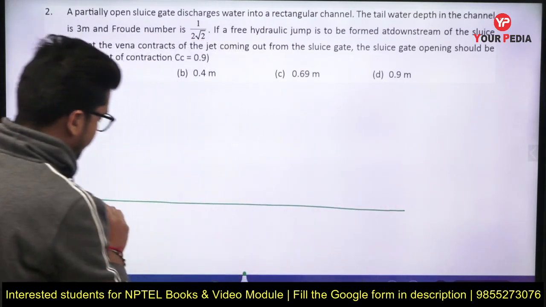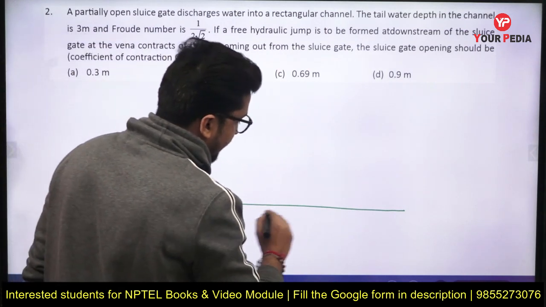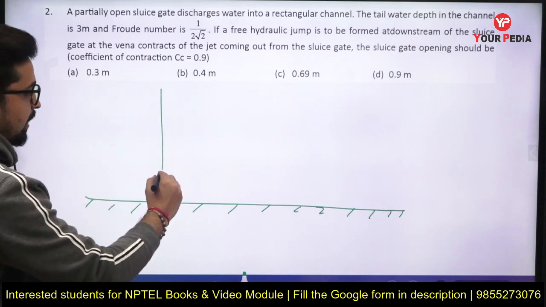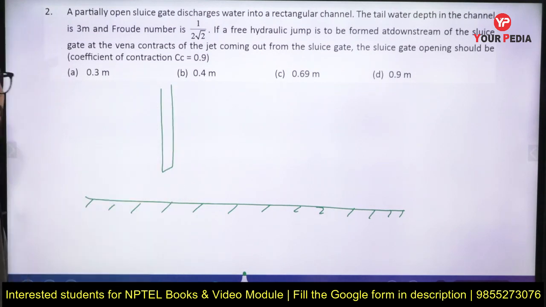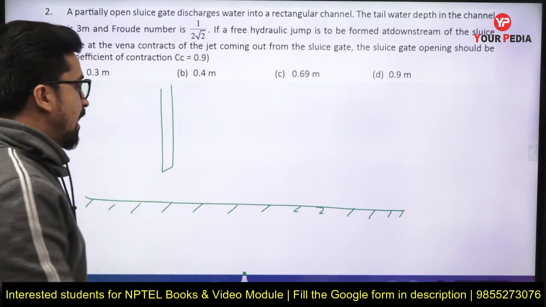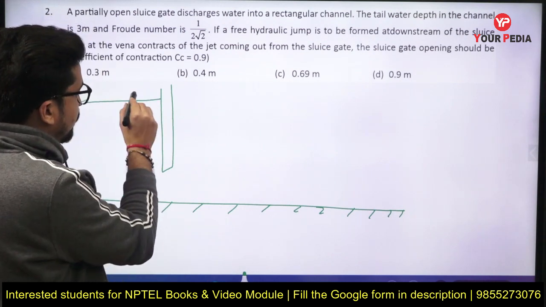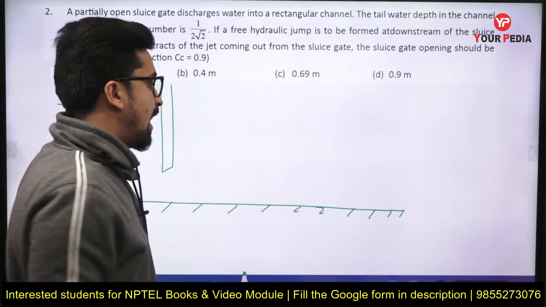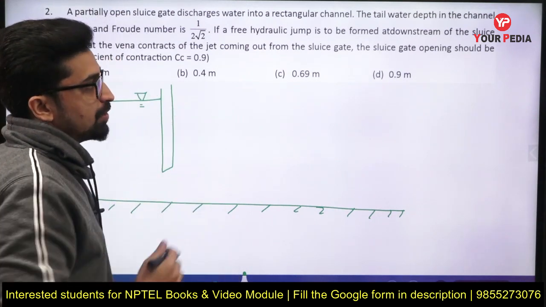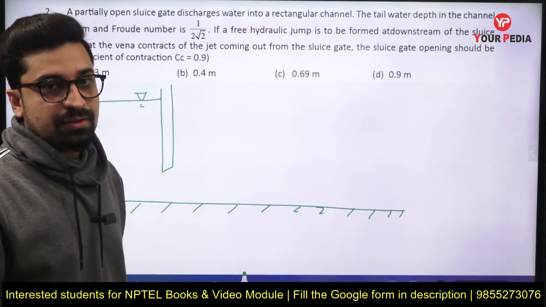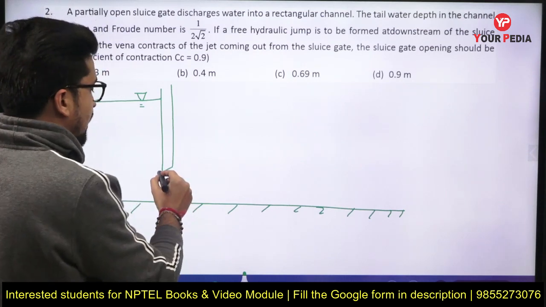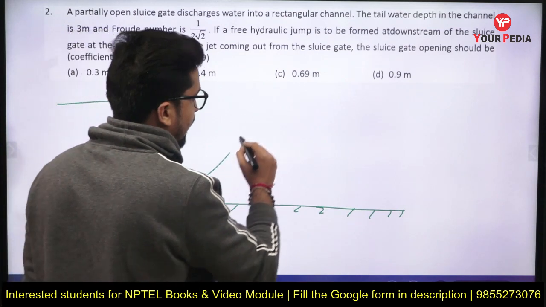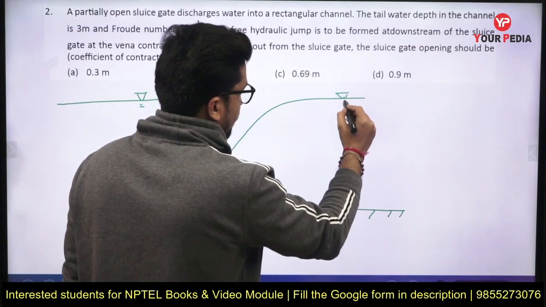Let us suppose this is a rectangular channel, and this is the bed of the channel, and there is a sluice gate present on this channel. We can say that this will be the depth of the water on the upstream of the sluice gate, and since a hydraulic jump is getting formed at the downstream of the sluice gate, let us draw a water profile on the downstream, and that profile might be like this, correct?